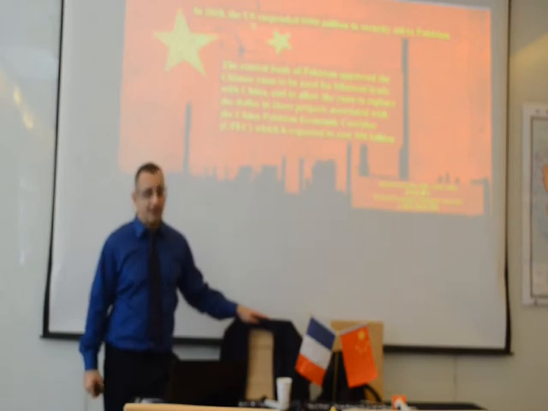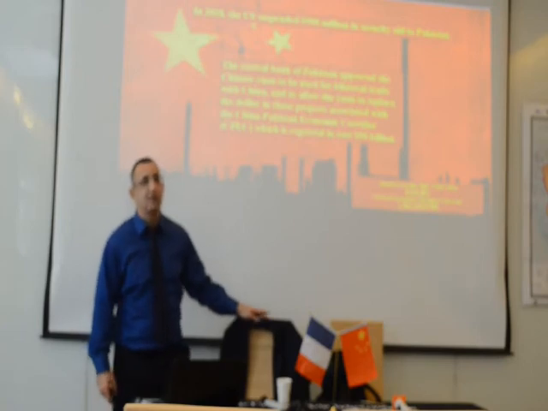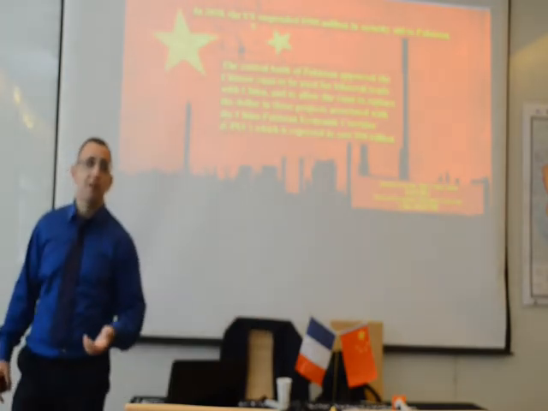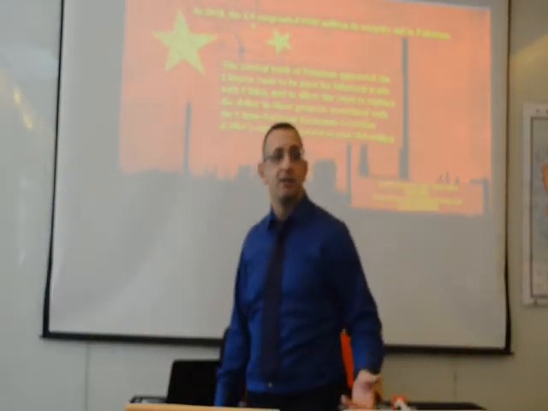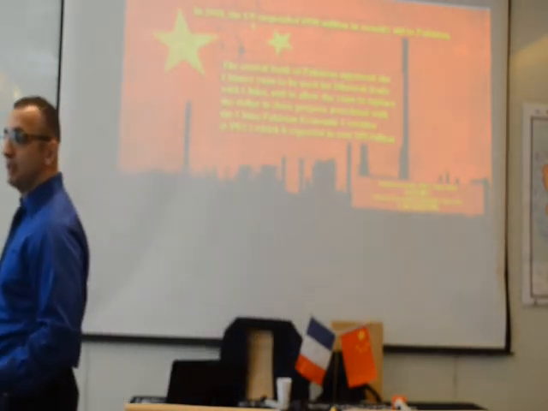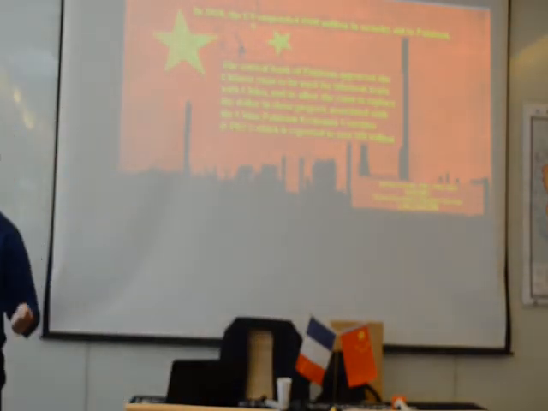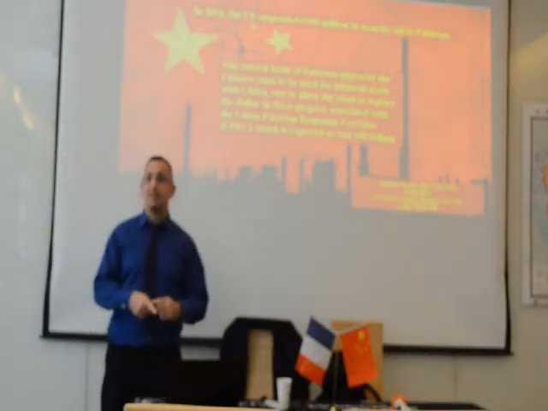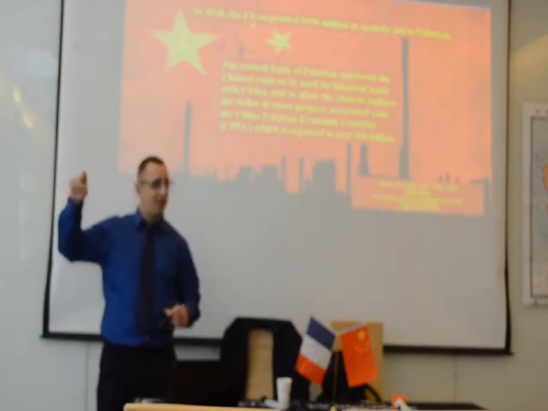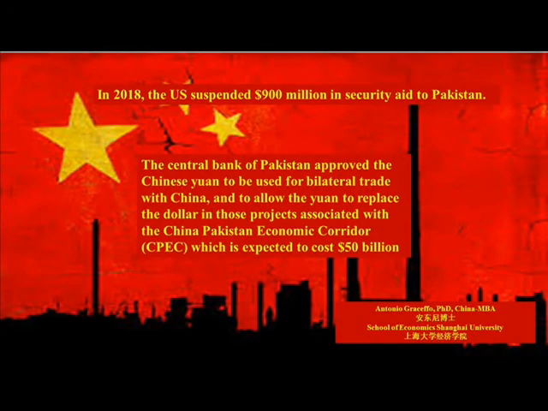Okay, so that's the issue. Consequently, the Central Bank of Pakistan has approved doing business using the yuan with China. Okay, what is the big project in Pakistan? Do you remember? What is the name of the big project? Okay, so the Belt and Road, but the part that goes in Pakistan, what's it called? CPEC. The China-Pakistan Economic Corridor. Okay, and it's expected to cost $50 billion or more, and that might be paid in yuan rather than US dollars.